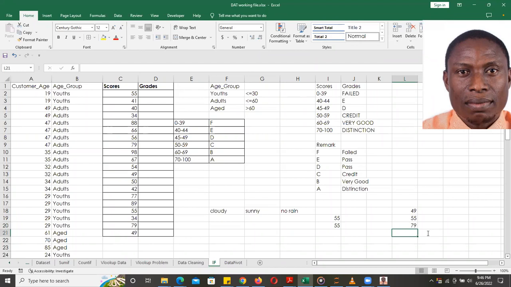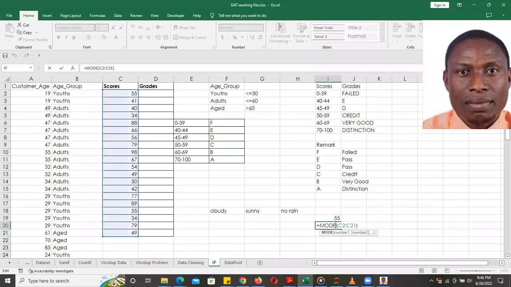So let me just see. I'm not sure it's this. Let me look at it. Hold on. Let me just look at it. So why is it picking 55? Let me see something again.